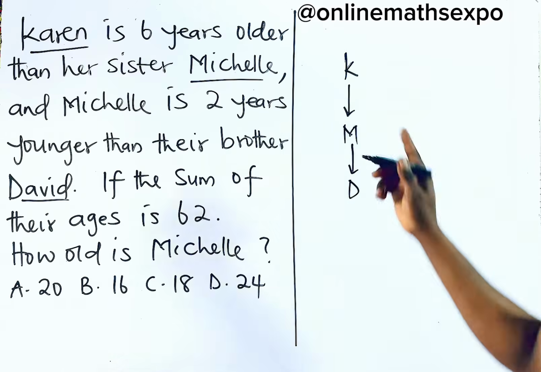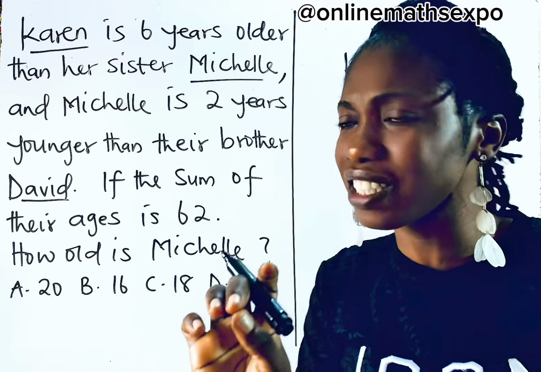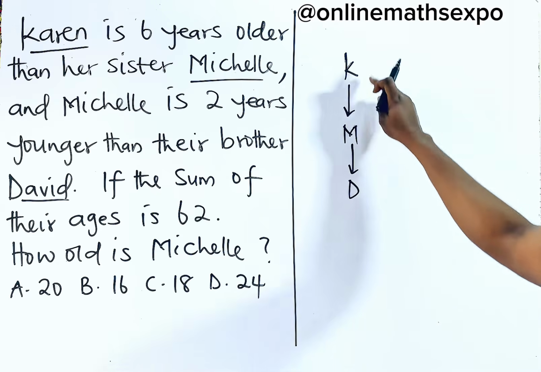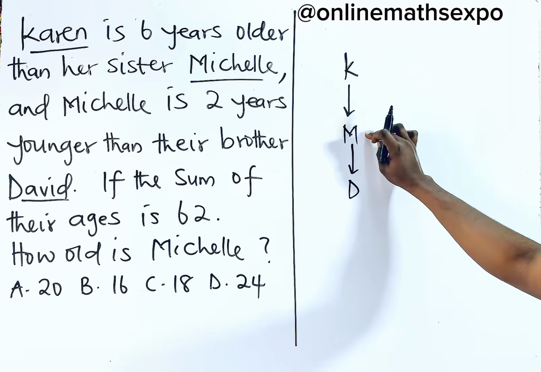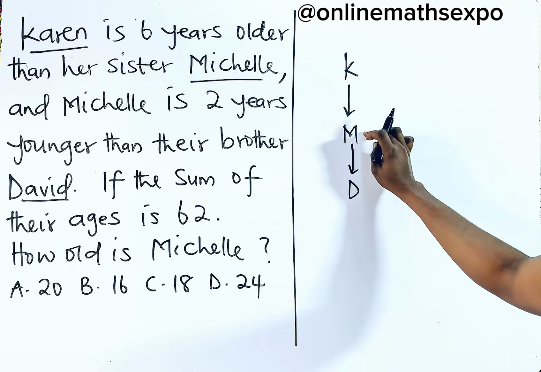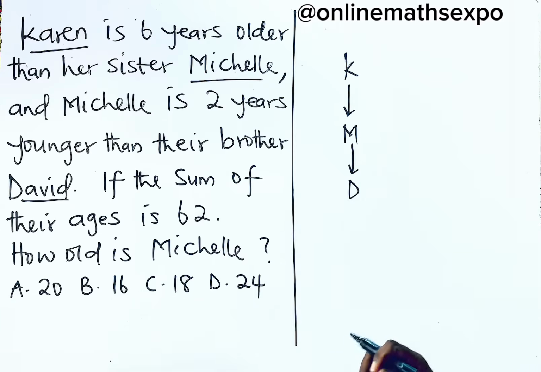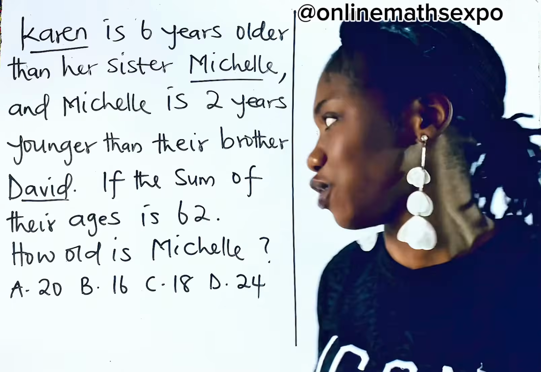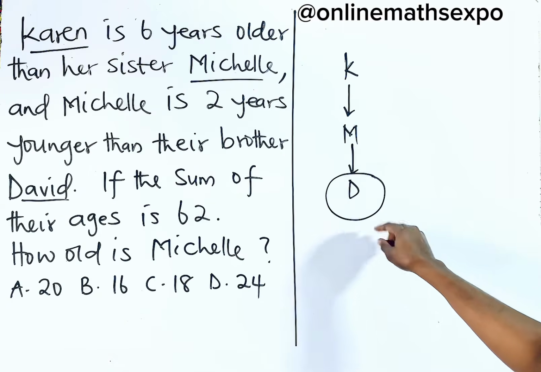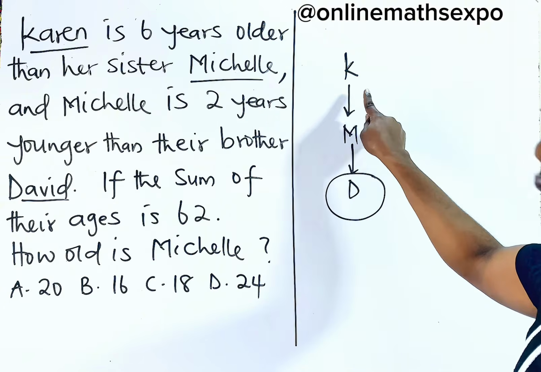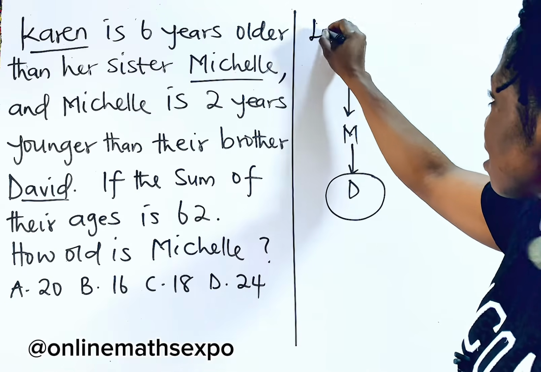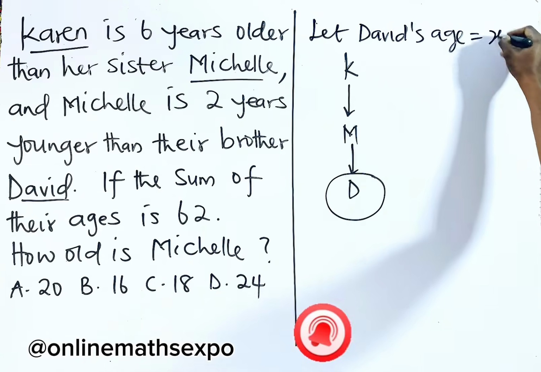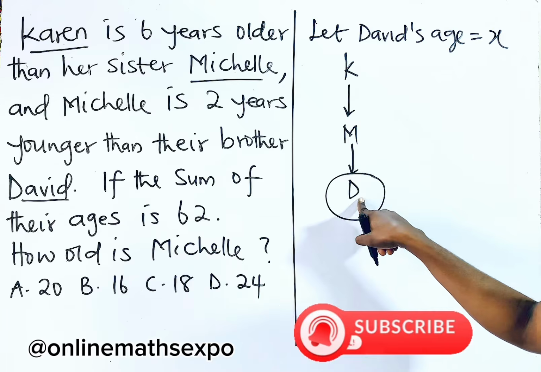See the three names. So if you want to answer this question, did you observe that the question is centering on David? If you know David's age, you can know Mitchell's age. And if you know Mitchell's age, you can know Karen's age. So if it is centering on David, what do you do? I'm teaching you now. To answer this, we are going to go in a reversal form. So we can now say, let David's age be x, since the question centers on him.